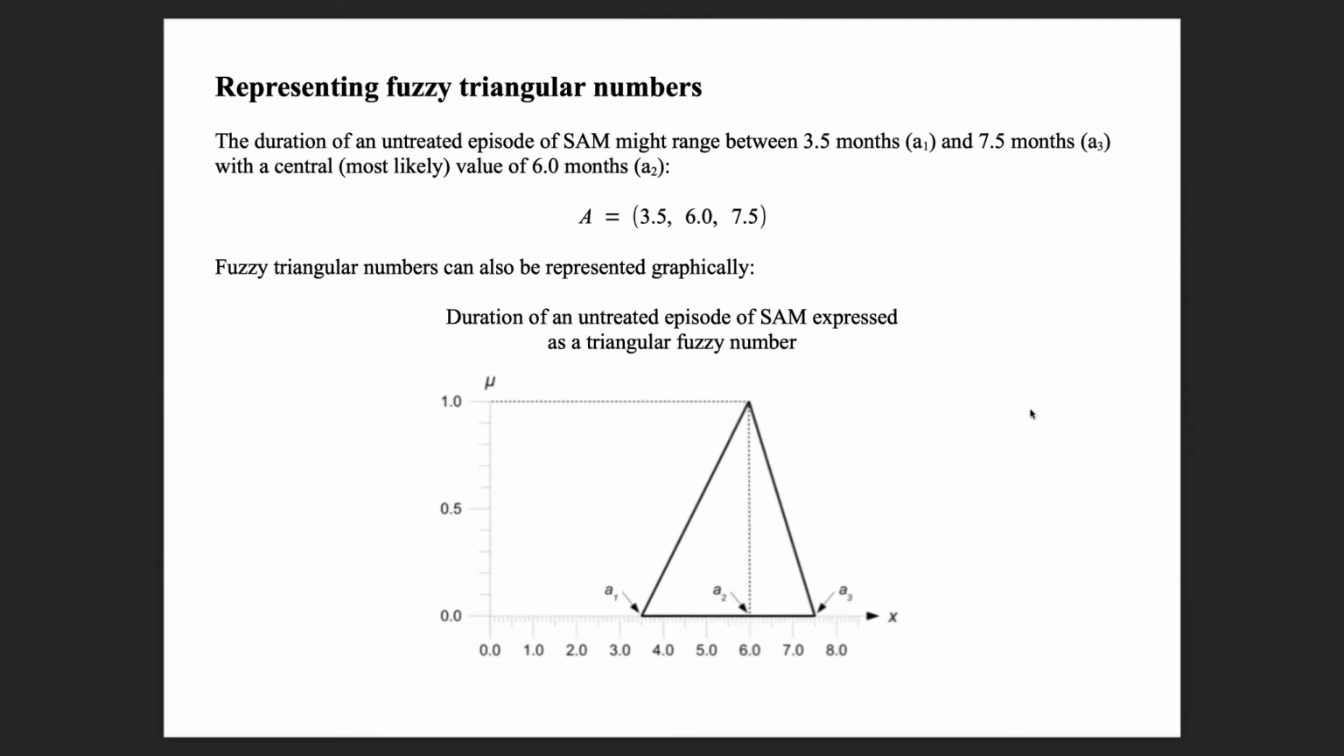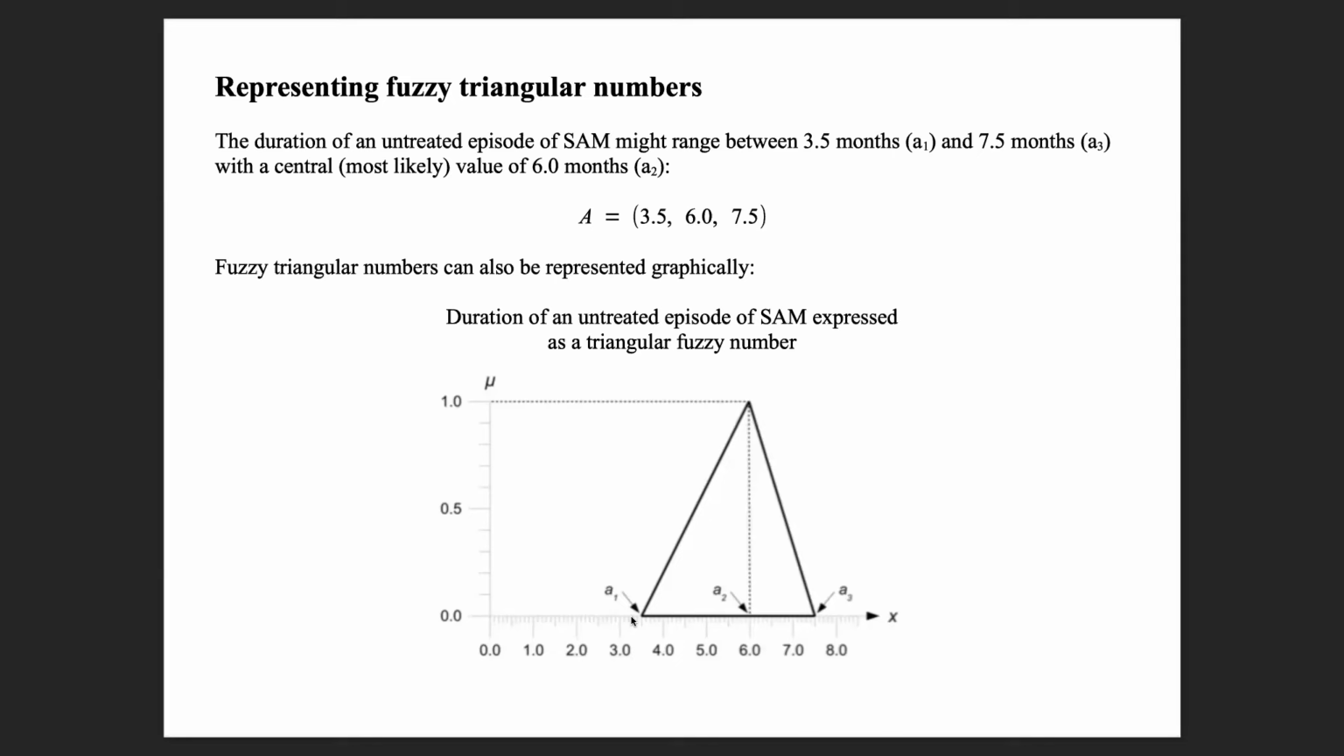And so if we look at the duration of SAM, an untreated episode of SAM might last between 3.5 months and 7.5 months, with a most likely value of 6 months. And so this gives us A as 3.5, 6, 7.5. And we can represent these graphically. And so here's our lowest value of 3.5, our most likely value of 6, and our highest value of 7.5.